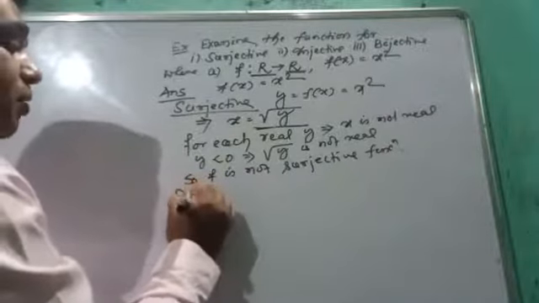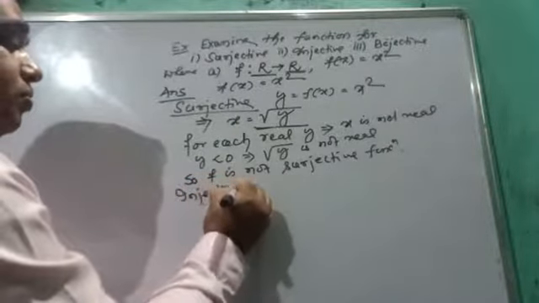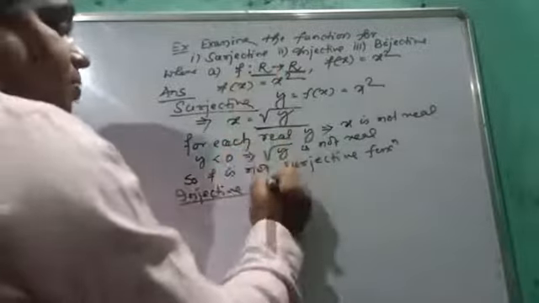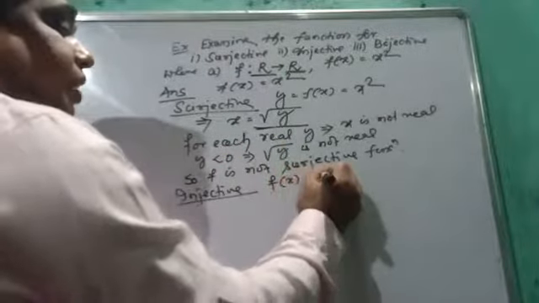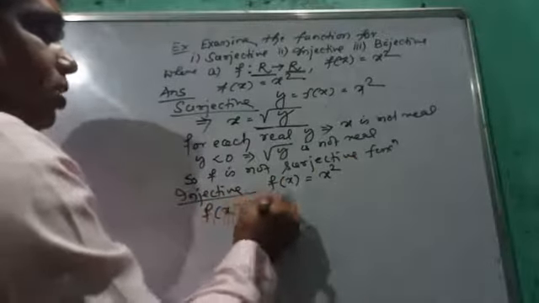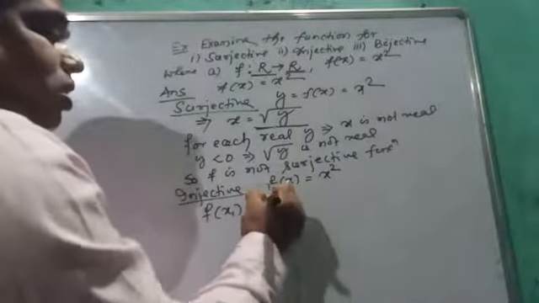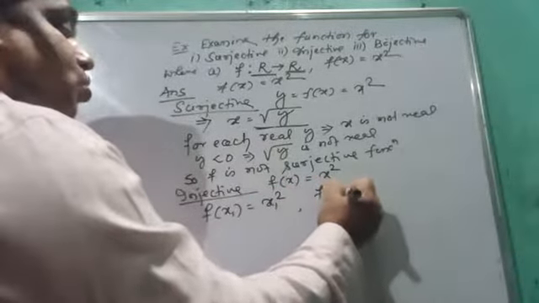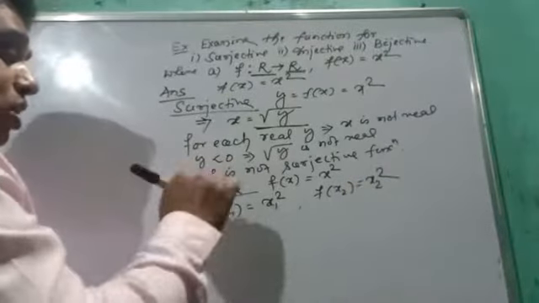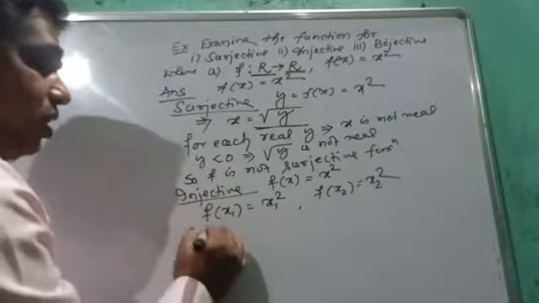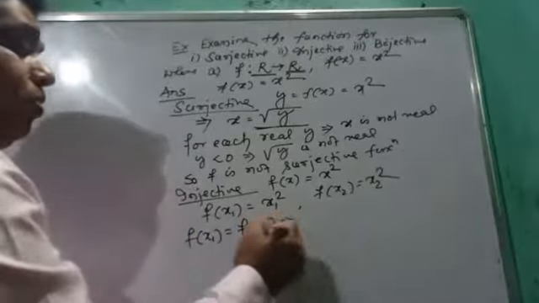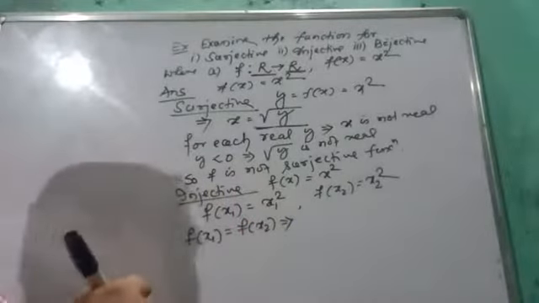Again we have to verify for the injective function. What is injective? First we take f(x), which is x squared. F of x1 is x1 squared and f of x2 is x2 squared. What is the procedure for injective? If f(x1) is equal to f(x2), we have to verify that x1 is equal to x2.